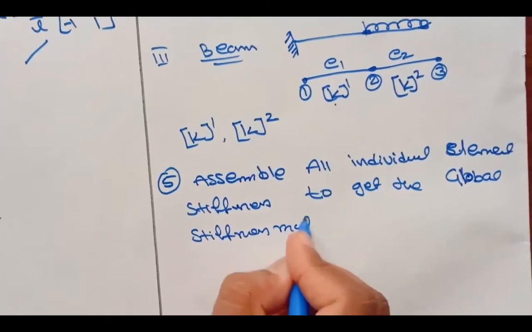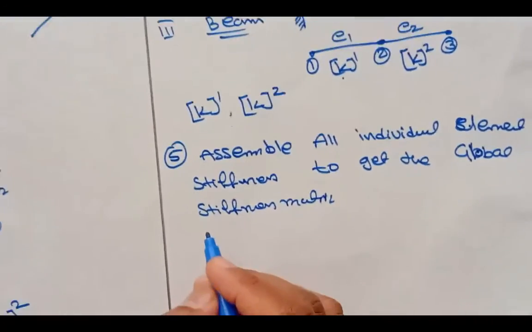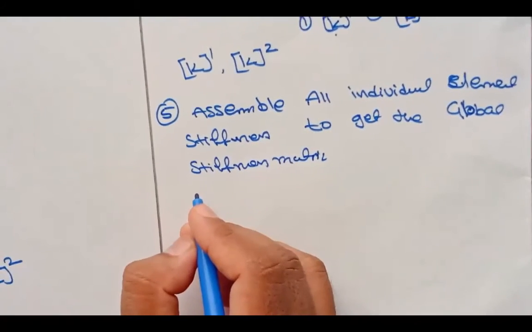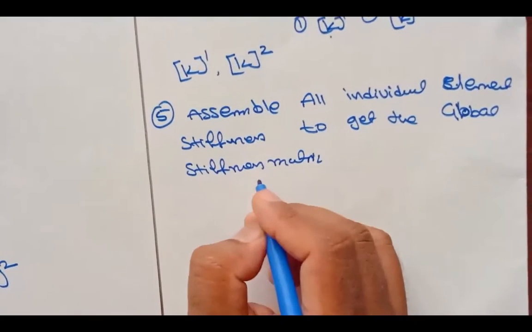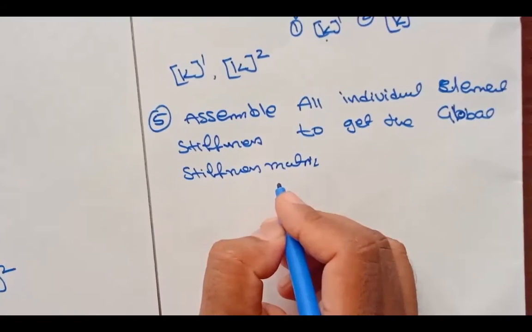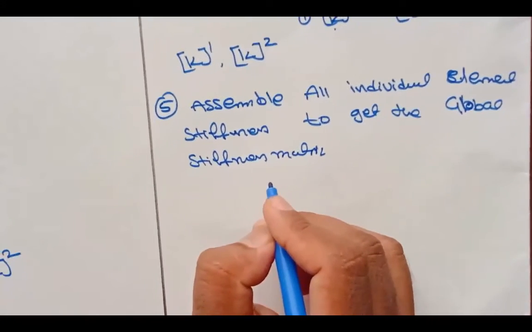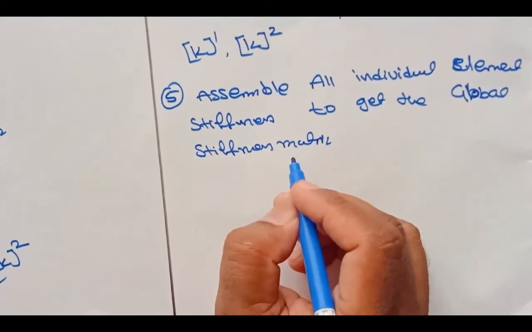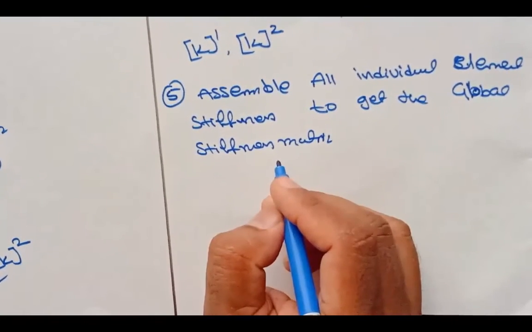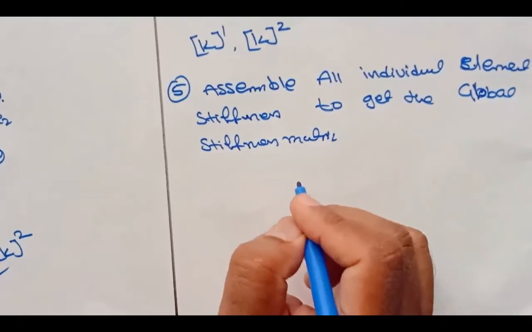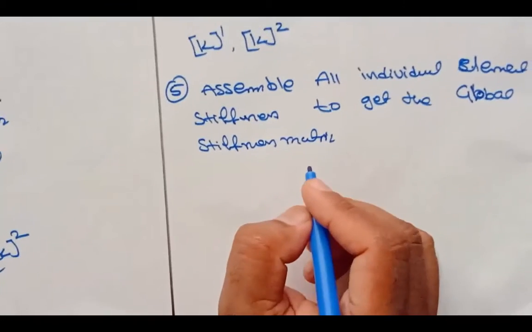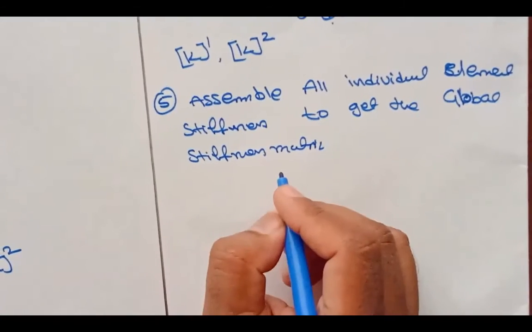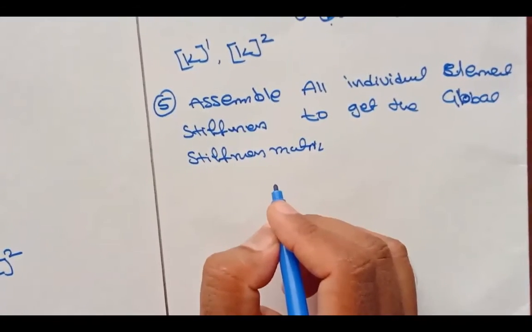See here, the detailed assembling method we have covered in one video. So please go for that video on how to assemble each and every element stiffness matrix. Once you know each element stiffness matrix, we have a very simplified process to get the global stiffness matrix. Please go through that video to assemble each and every element stiffness matrix.